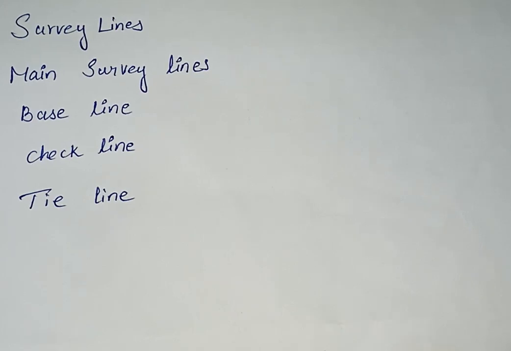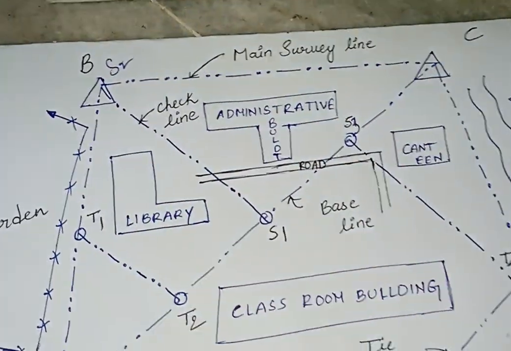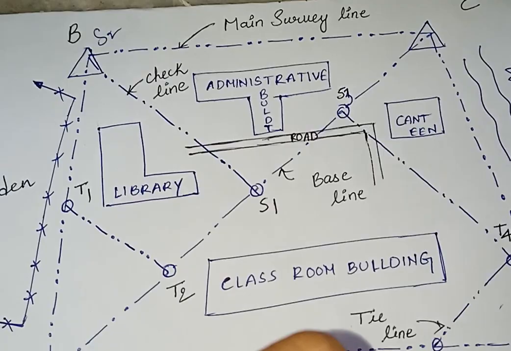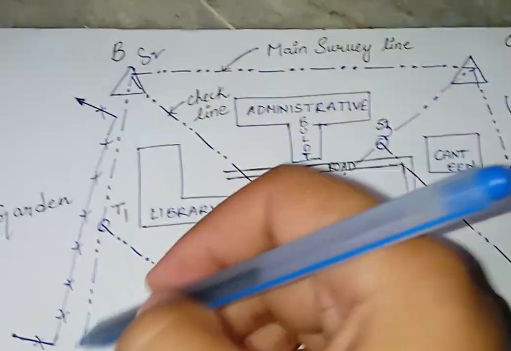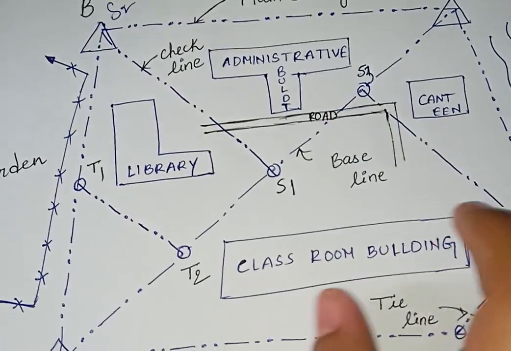The lines which are joining the survey stations are known as survey lines. In this figure I have told you what a survey station is. Here A, B, C and D, this boundary, are known as survey stations. These are the lines, no? The lines which are joining the survey stations are known as survey lines.